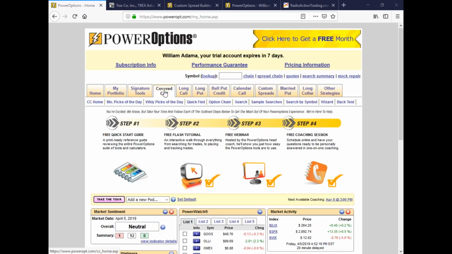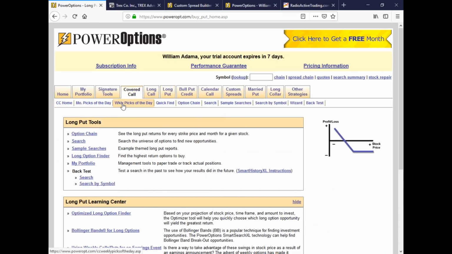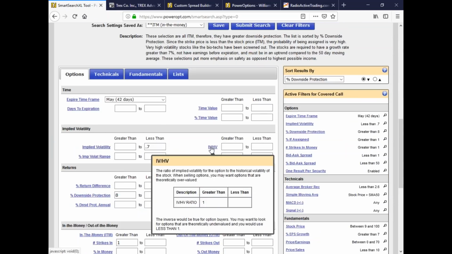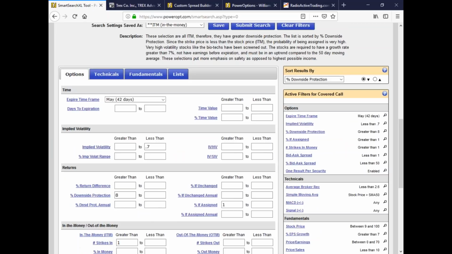Just want to remind you all, of course, whether you're looking at covered calls or long calls, buying puts, naked puts, or more, remember, in the search tool, this is covered call. In the search tool, you can set up, do you want IV over HV greater than 1? It's looking for options that are overvalued, where the option's implied volatility is higher than the historical volatility.